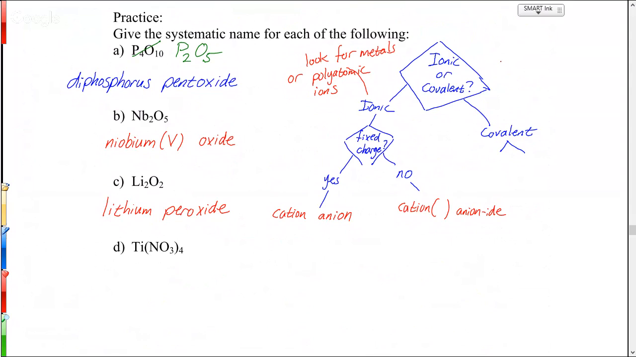So that means we're going to have titanium something, and then what's that anion called? That is nitrate. What's the charge of nitrate? -1. So if the charge of nitrate is -1, nitrate is NO3 -1, what does the charge of titanium have to be to balance that out? Has to be 4, right? Because there's 4 nitrates, 4 -1 nitrates, so we need a +4 titanium to balance that.